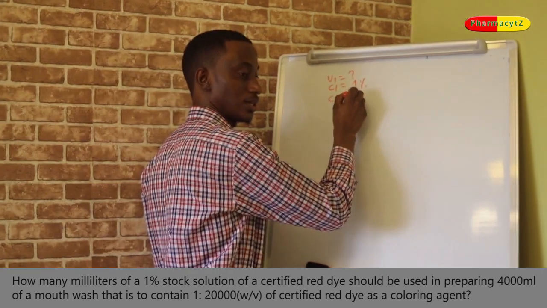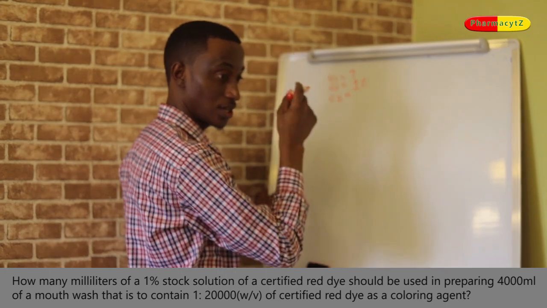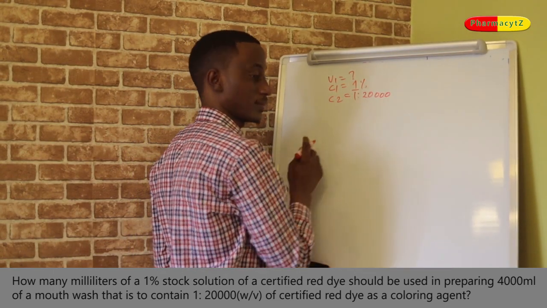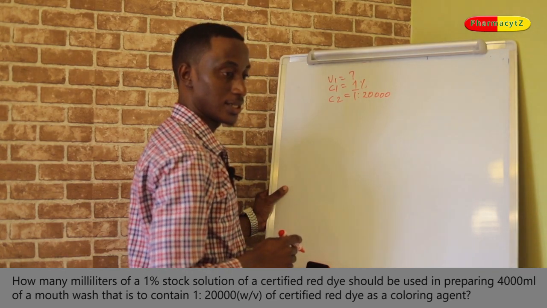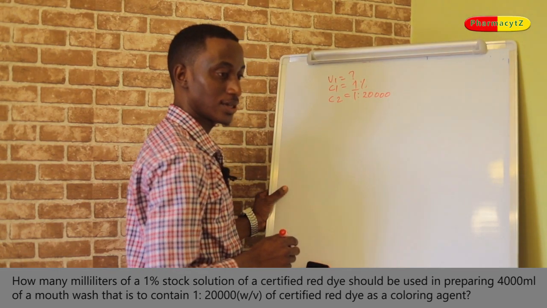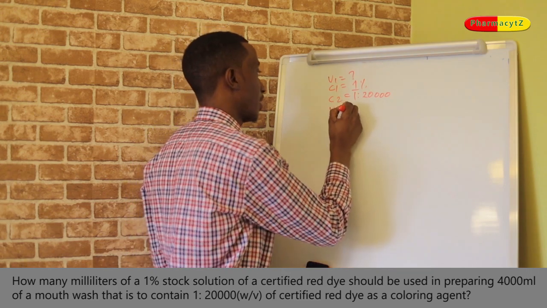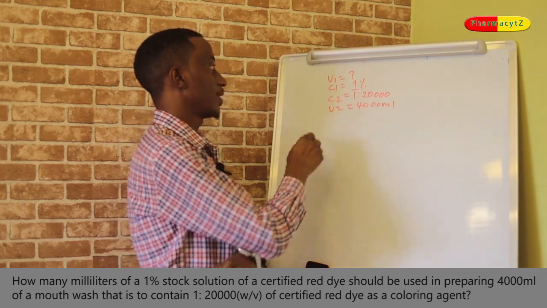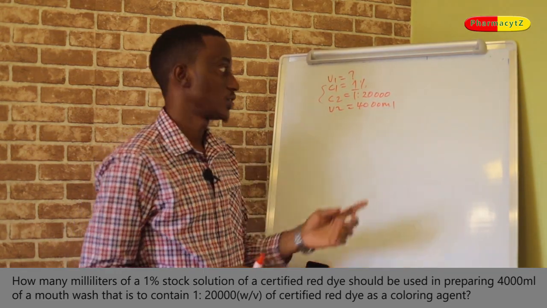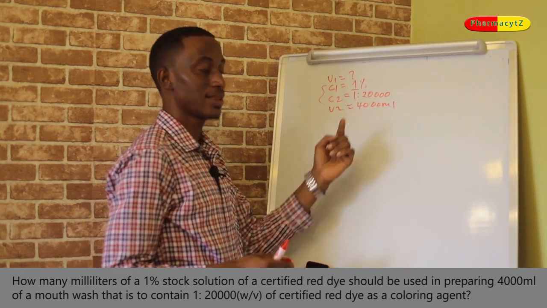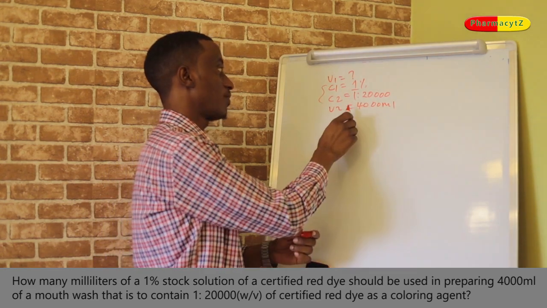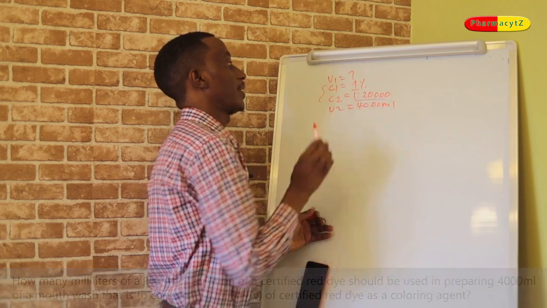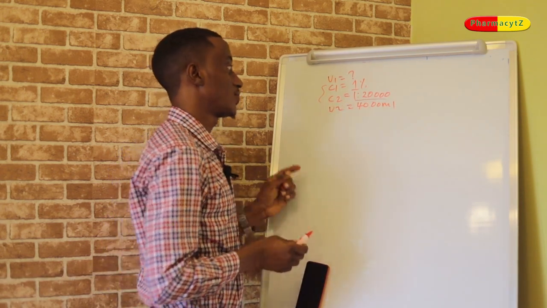The final concentration is 1:20,000, and the final volume we need to prepare is 4,000 mils. So you can see we have two modalities of concentration, one in percentage strength and the other in ratio strength. So before we go any further, let us convert this ratio strength into percentage strength.